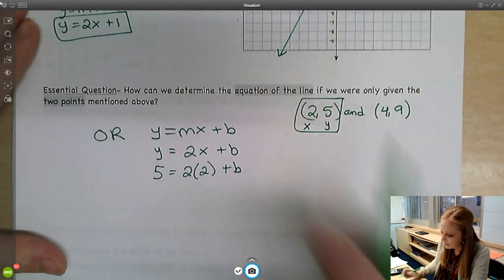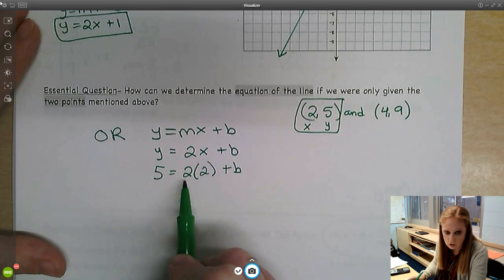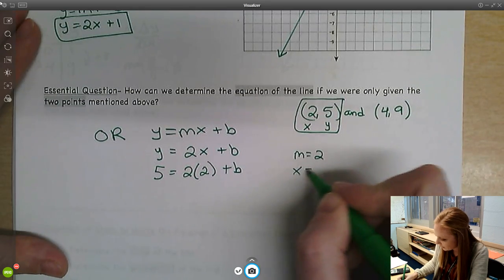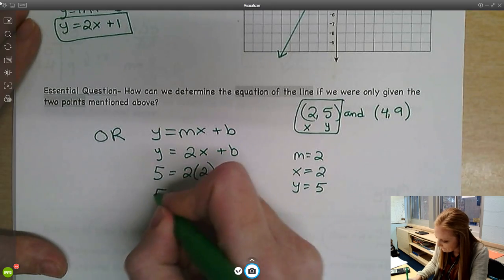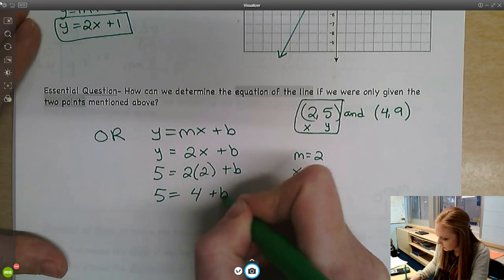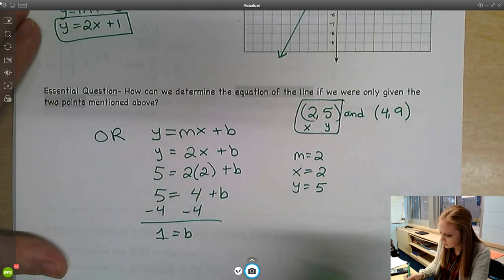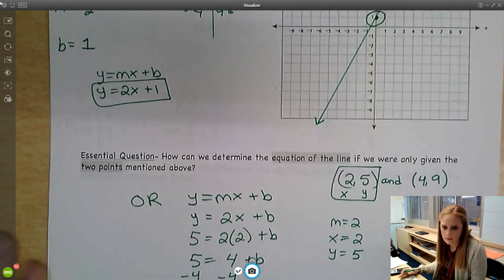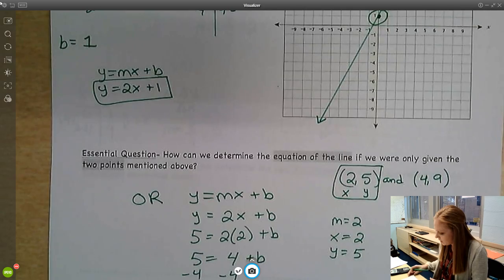So in that case, you could pick a point, pick an x and a y, plug them in, and plug in your slope also, right? So we're plugging in our slope of 2, we're plugging in our x of 2, we're plugging in our y of 5, and we're going to find b. 2 times 2 is 4, minus 4 on both sides, 1 equals the b, which is what we got when we went in reverse in the table. And then you plug it in and you get your 2x plus 1, y equals 2x plus 1.